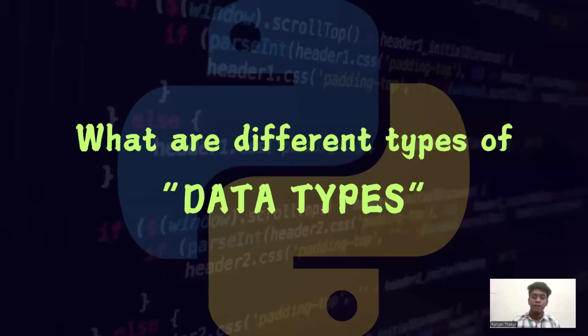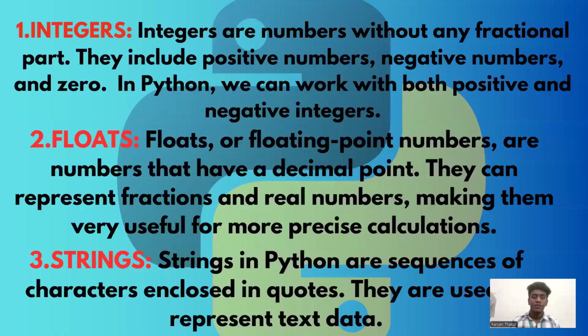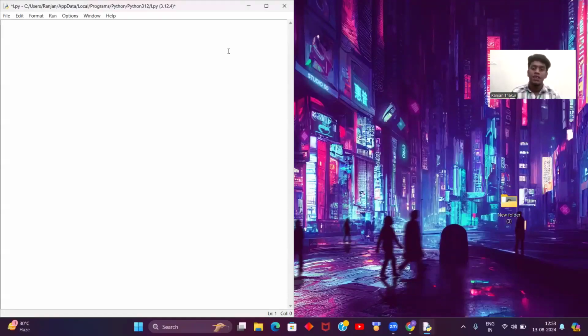What are the different types of data types? Python has several basic data types. Let's check them out. First, we are going to have integers. Integers are numbers without any fractional part. They include positive numbers, negative numbers, and zero. In Python, we can work with both positive and negative integers. As we already said, integers contain positive numbers, negative numbers, and zeros.